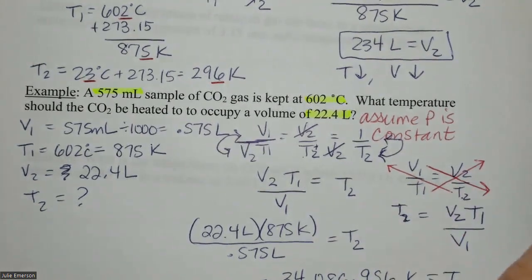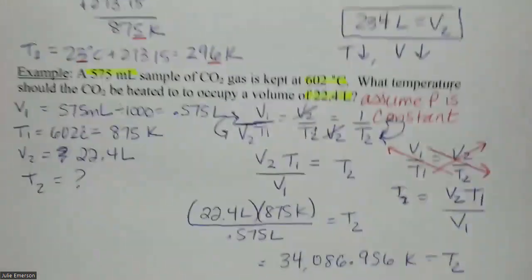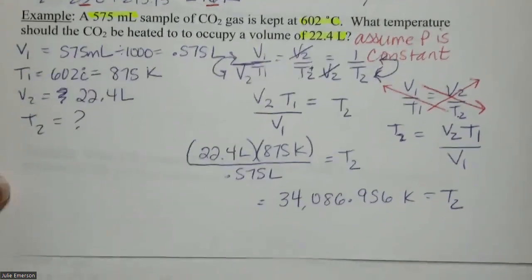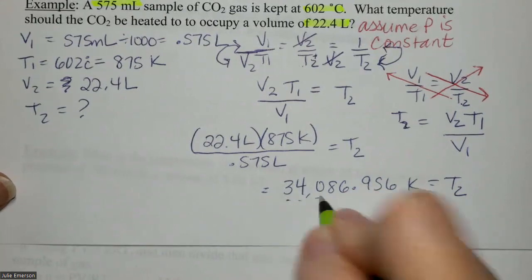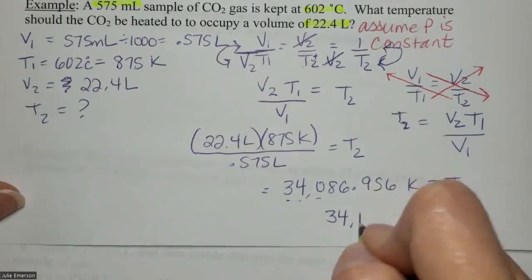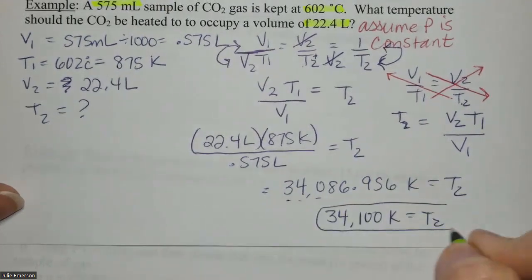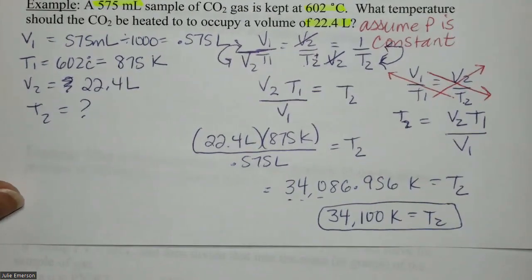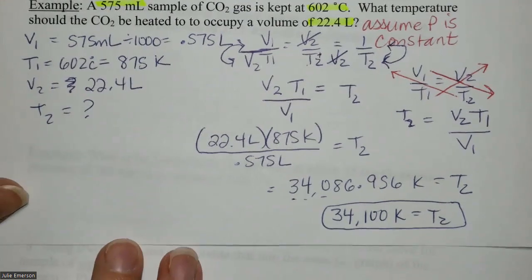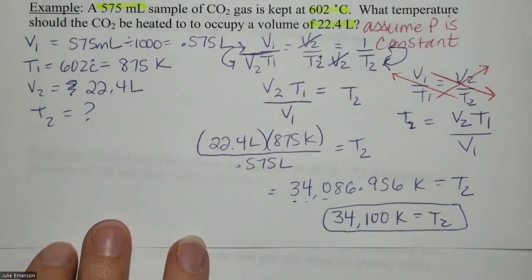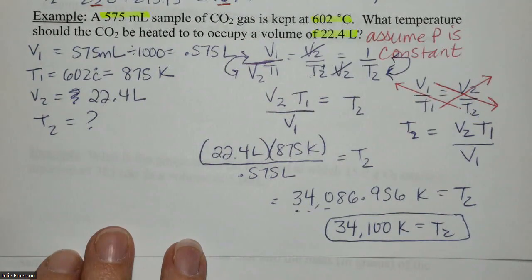34,086.956. But if we're thinking about significant figures, we should only have 3. So we would go 1, 2, 3. So it would be 34,100 Kelvin. Okay. All right. So that would be our temperature that we would have to heat the CO2 up to in order to get that huge increase in volume.